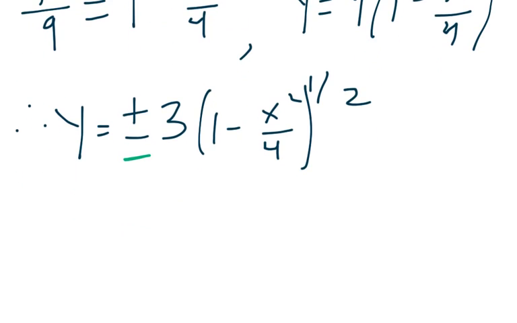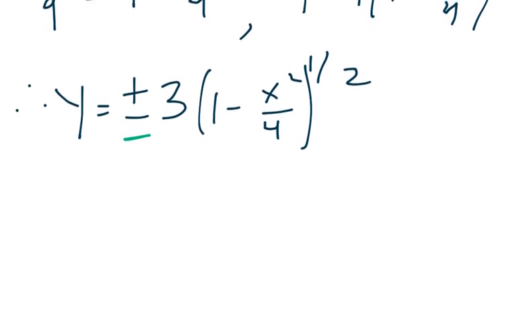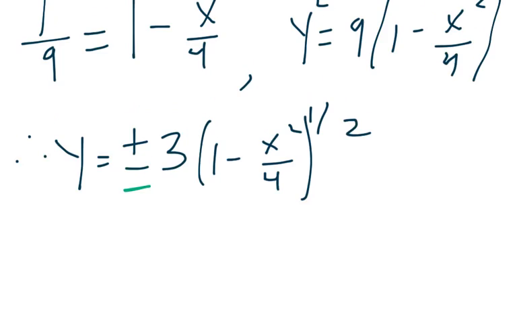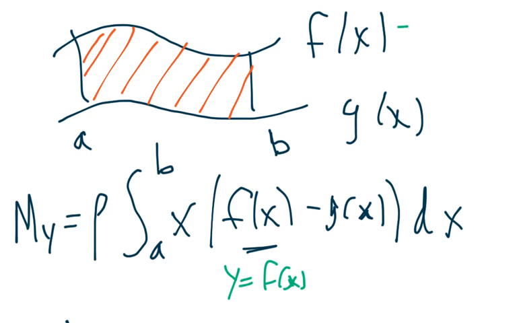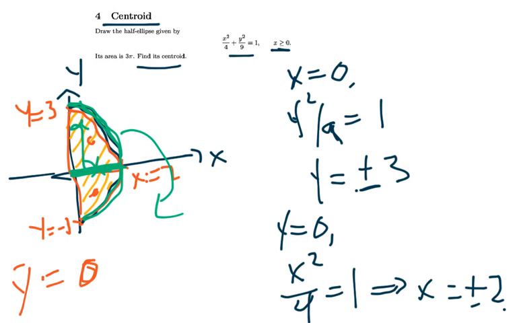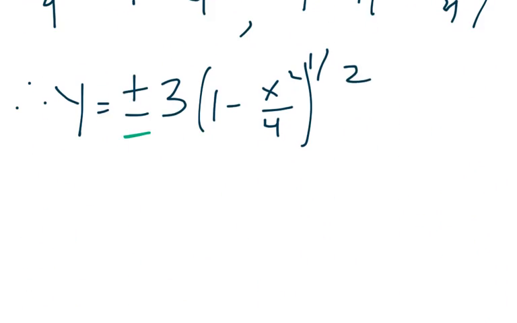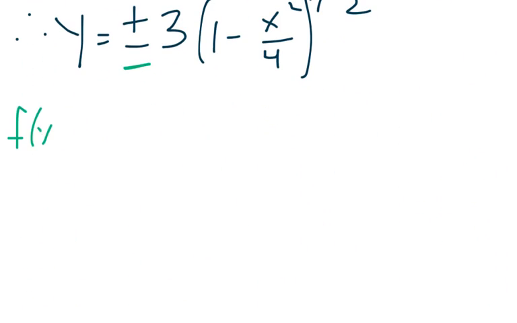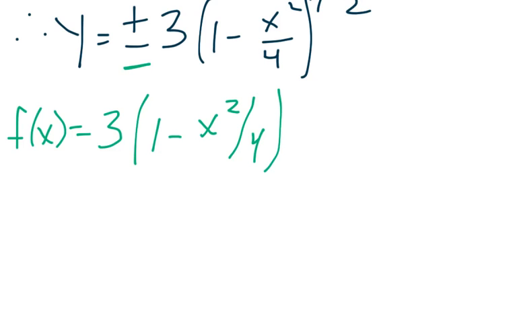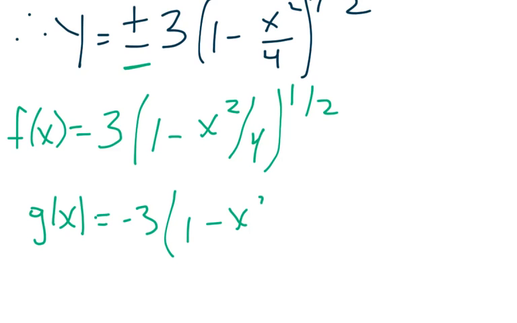Okay, so what we're going to have to do here now. If you look at our picture up here, this one is going to be the plus square root. This is going to be our plus square root because y is greater than 0. This is going to be our minus square root because y is less than 0. So what we have is that f of x is equal to 3 times (1 minus x squared over 4) to the 1/2, and g of x is equal to minus 3 times (1 minus x squared over 4) to the 1/2.